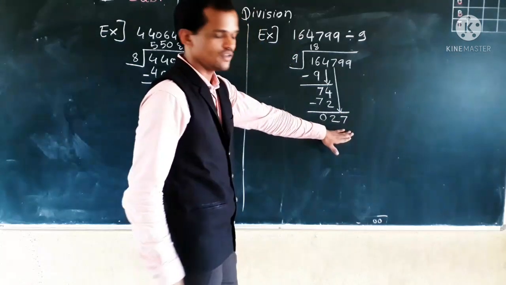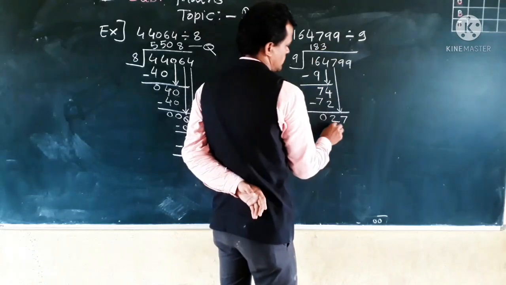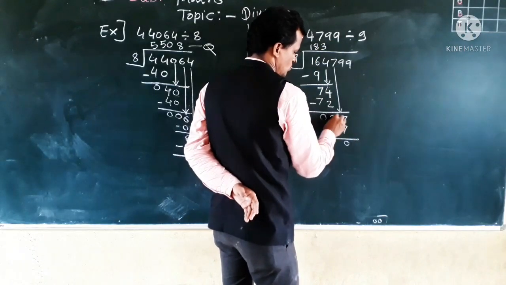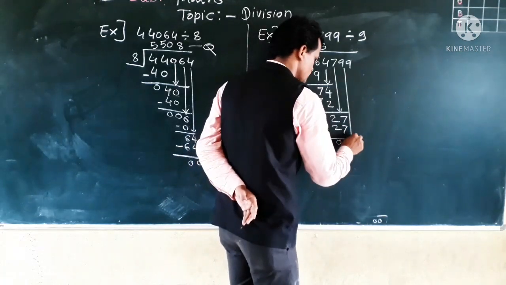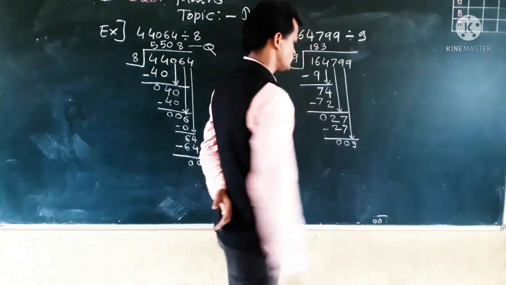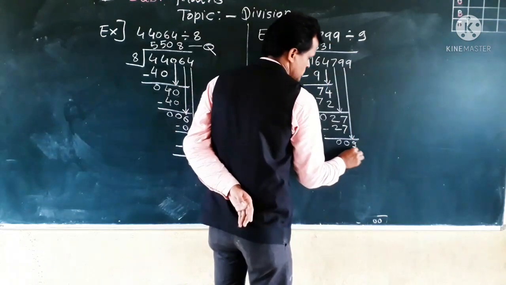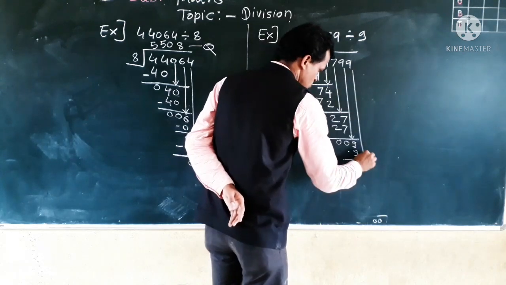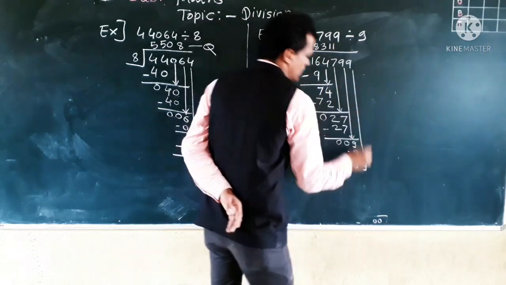So 27 comes in the table of 9. 9 3s are 27. So write 3 right here and subtract 27 from 27. 7 minus 7, 0, 2 minus 2, 0. Then take this 9 down. 9 ones are 9. So write 1 right here. Subtract 9 from 9 will be 0. Then again take the last digit down. It is 9. So 9 ones are 9.